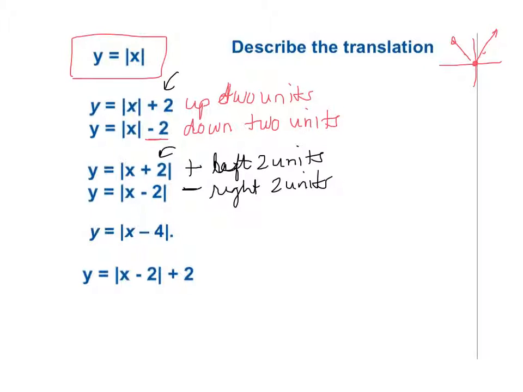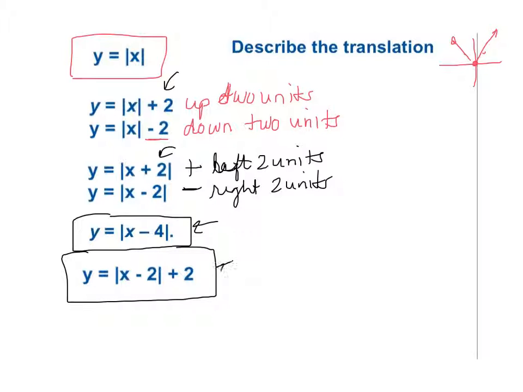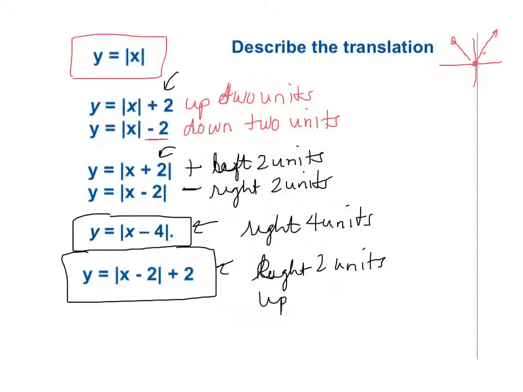So this one here, and this one here, this one has 1, this has both. Okay, so this is going to move it to the right 4 units. This is going to move it right 2 units and up 2 units.